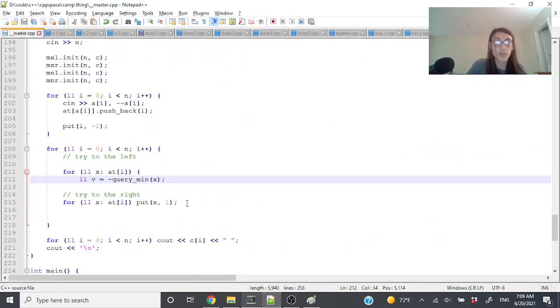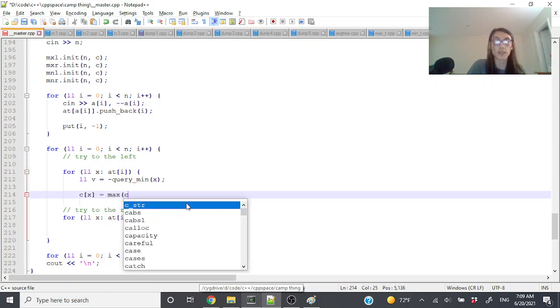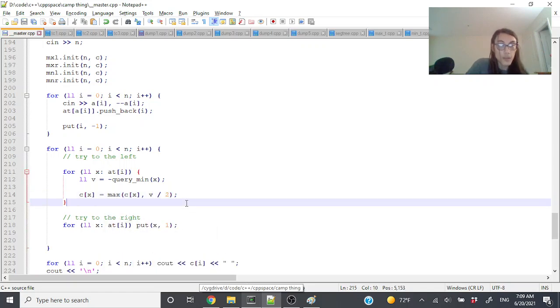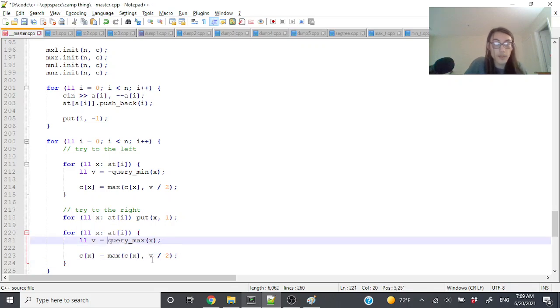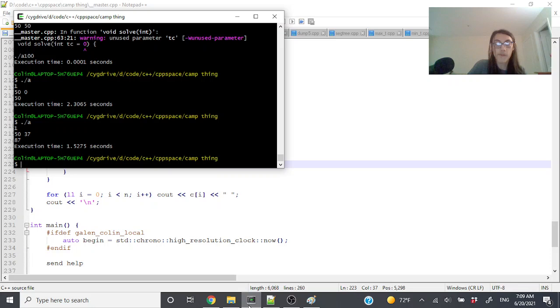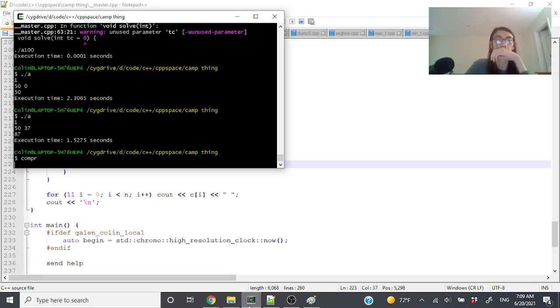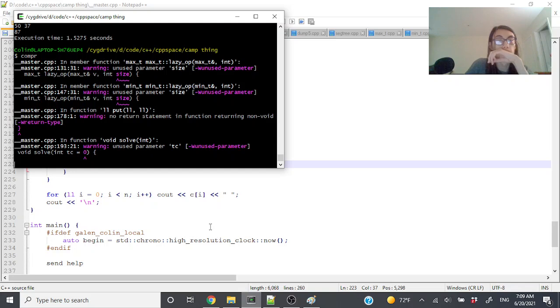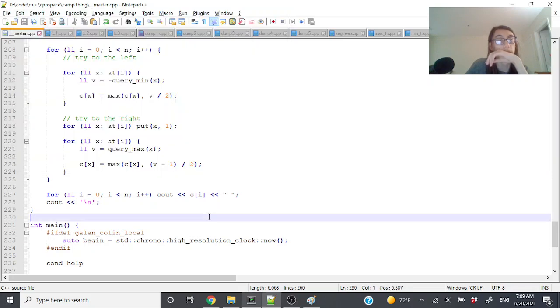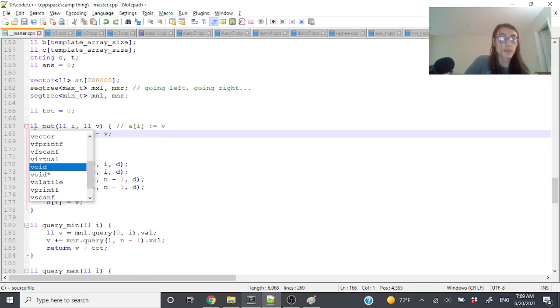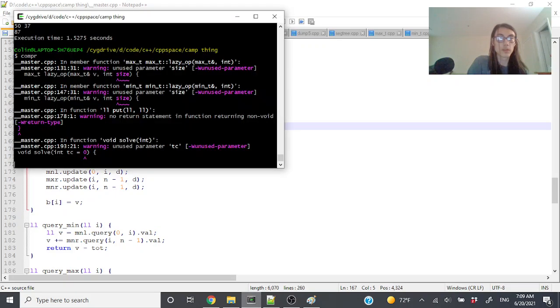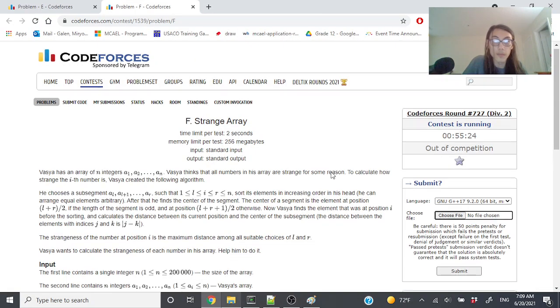So it should be v over 2. So cx is equal to max cx v over 2. And this is query max. And this should be v minus 1. Okay. No return statement. Oh, that doesn't need one, that's why. Void. And we can do that, that's fine.